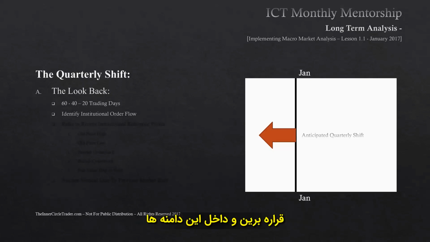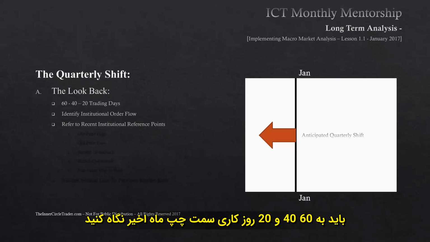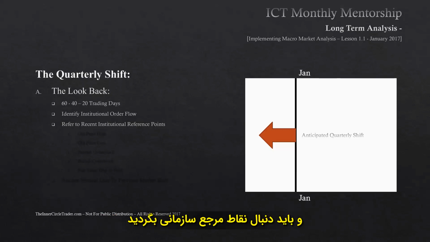In those ranges, you're going to identify institutional order flow. What was the market doing 60 days ago to now, or to the vertical line of that most recent month that's delineated on your chart? Also, to the left of that vertical line, you're going to be looking back over the 60, the 40, and the 20 past trading days, and you're going to look for recent institutional reference points. You're going to look for an old price high. You're going to look at an old price low.